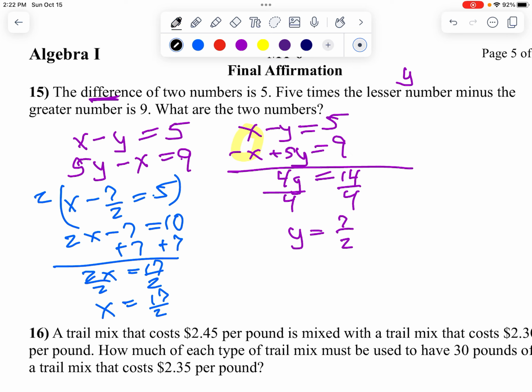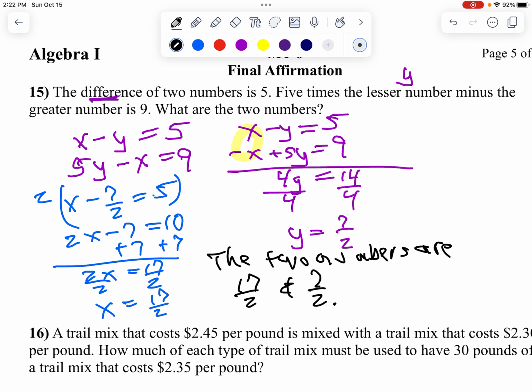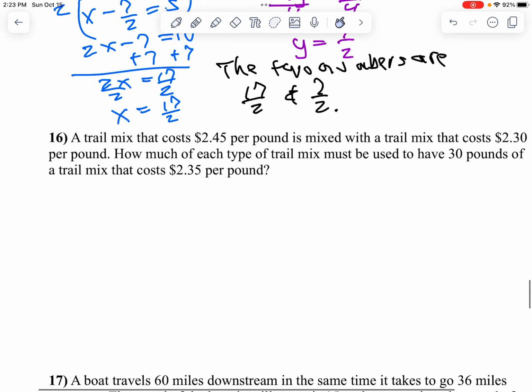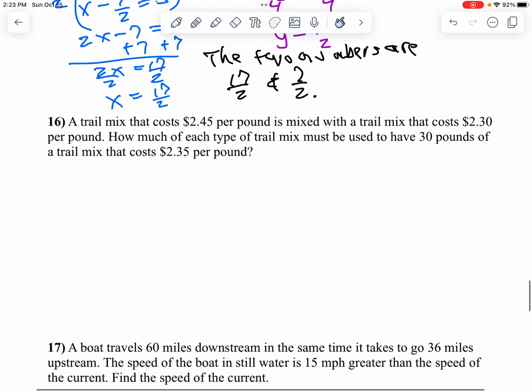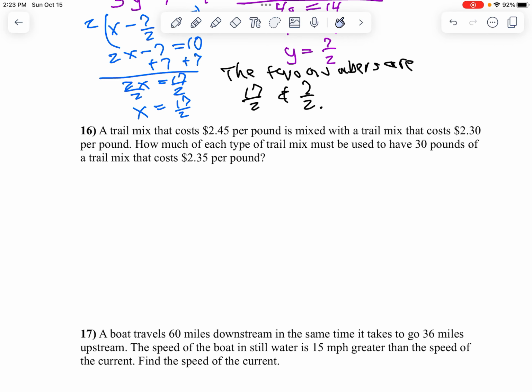So we're going to say the two numbers are 17 over 2 and 7 over 2 as a complete sentence. Now here we have an application problem, I think, where we can write this or do this using Desmos.